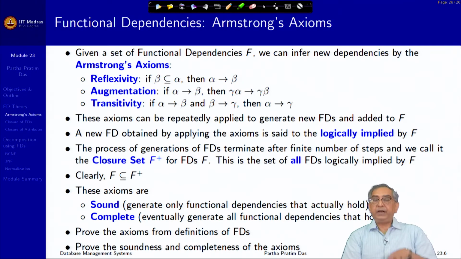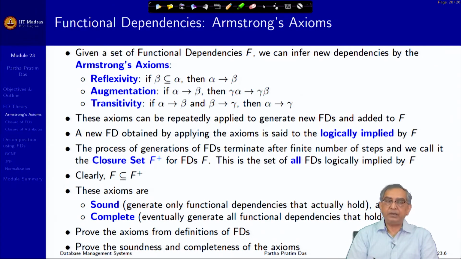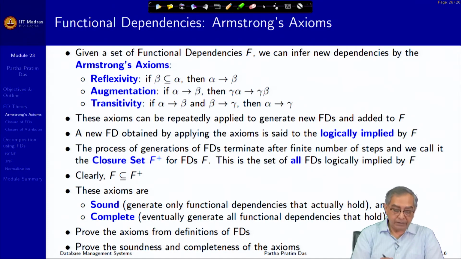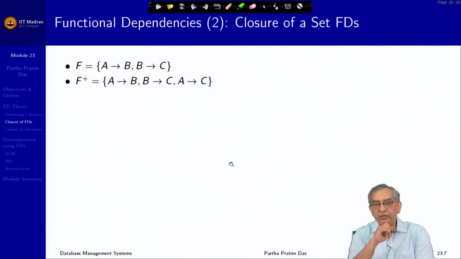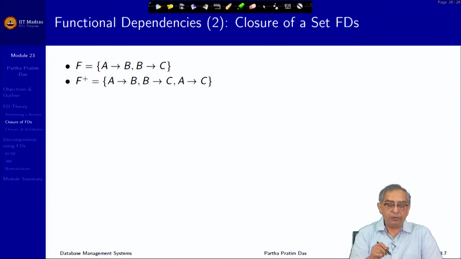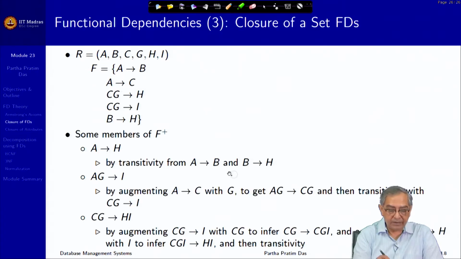A new FD can be derived by applying these axioms, and eventually we get a termination of that discovery of new functional dependencies, and that is called the closure set F plus. These axioms are sound and complete, and we requested that you try to prove both the axioms as well as the soundness and completeness property. With that, we saw this trivial example: if A determines B and B determines C are originally given, then your closure will also have A determines C by transitivity.